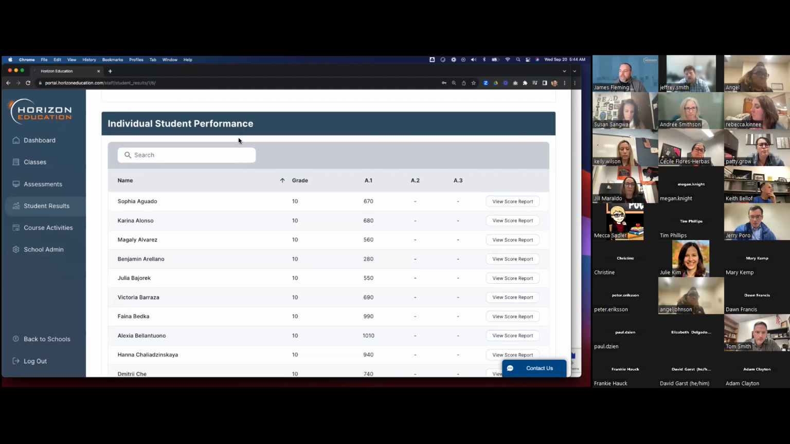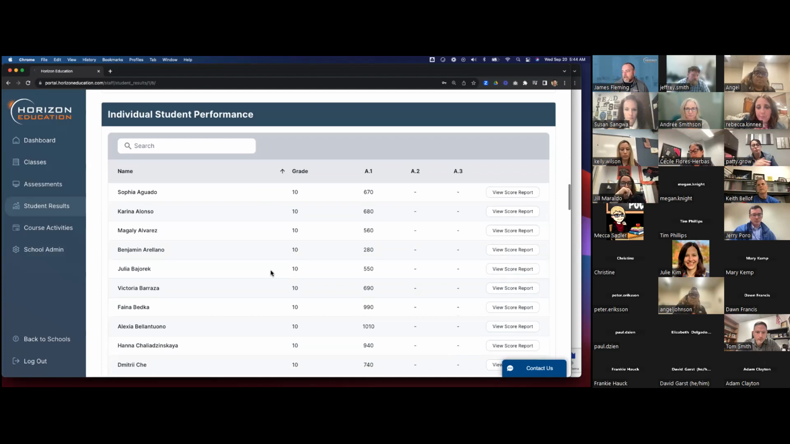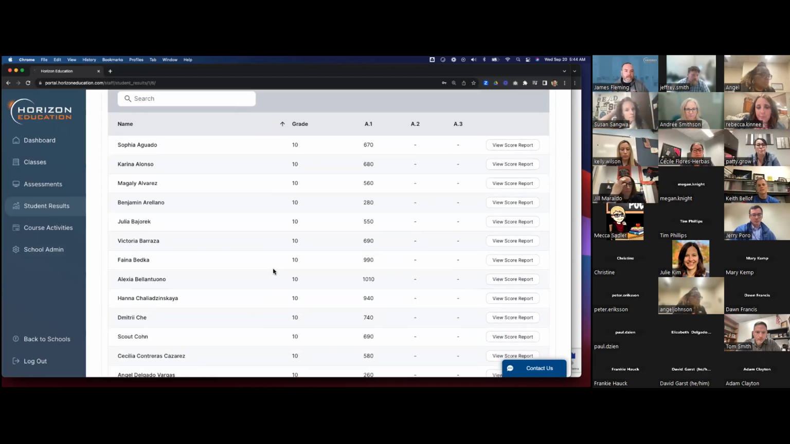And then right underneath there, you are going to see your access to individual student score reports. If you are looking at this for your second period history class or your fourth period Spanish class, you're only going to see the students within that class. Those of you with admin access can obviously see any student within the school.